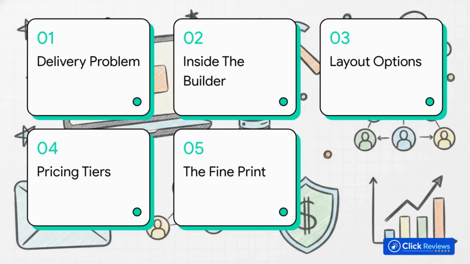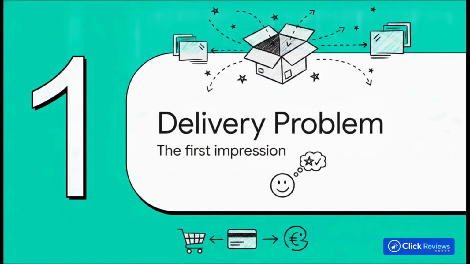First, we'll look at the digital delivery problem. Then, we'll go inside Member Portal Builder. After that, course versus classic layouts, followed by pro versus agency pricing. And finally, we'll read the fine print. All right, let's jump right into part one, the digital delivery problem.